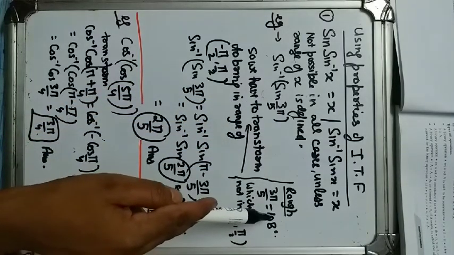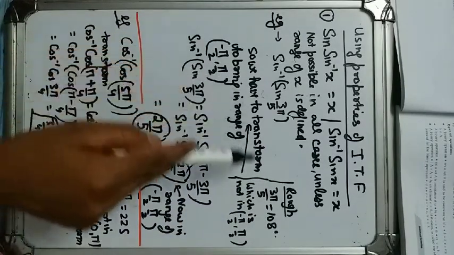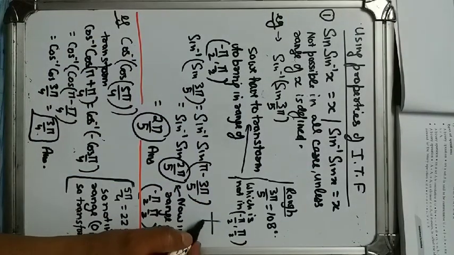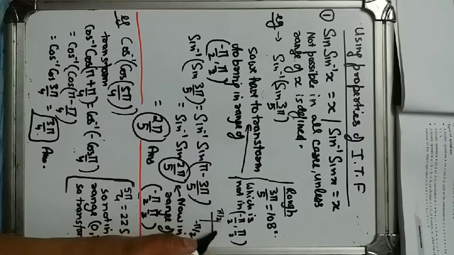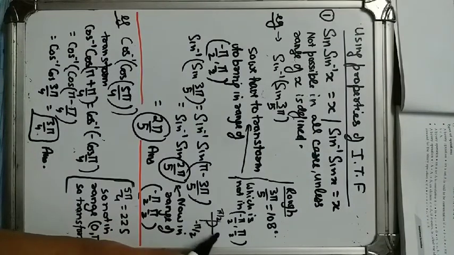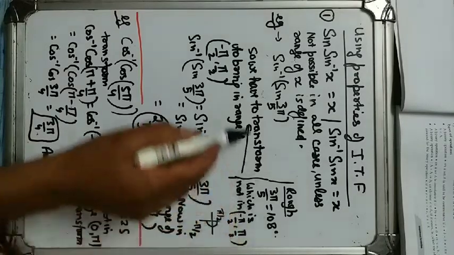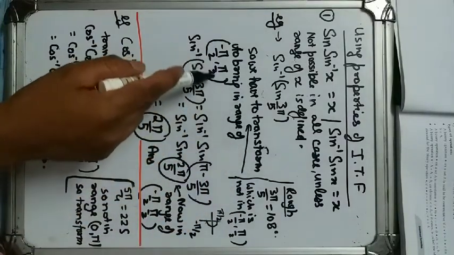We know the principal range of sine inverse is minus pi by 2 to plus pi by 2. So it is between minus pi by 2 and plus pi by 2. Is this 108 value in this range? This 108 comes in the second quadrant, so it is not in this range. So we have to transform this value to bring it in this range.